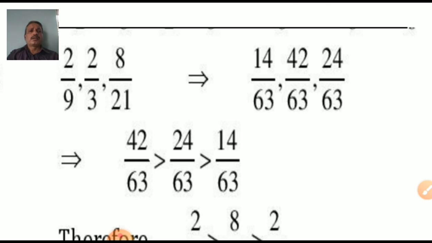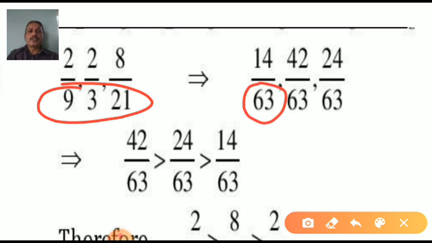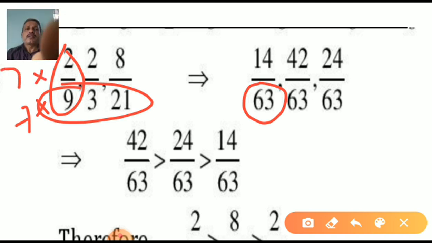First, arrange by making them like fractions. First of all, we have to find the LCM of the denominators. The LCM of the denominators here is 63. How to make 63? Take 2 upon 9. I want to make the denominator 63, so what number do I have to multiply? Yes, 7 9s are 63, so 7 on the numerator side and 7 on the denominator side. We can multiply both sides. So 7 2s are 14 and the denominator is 63.